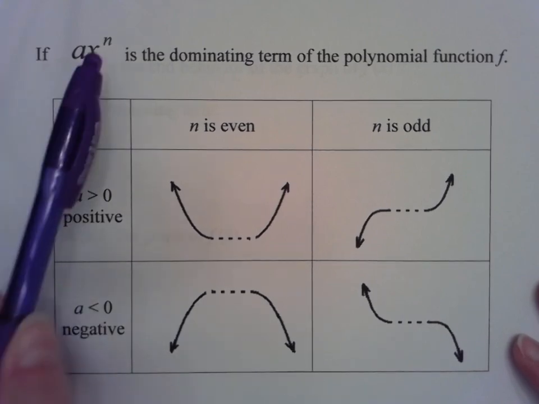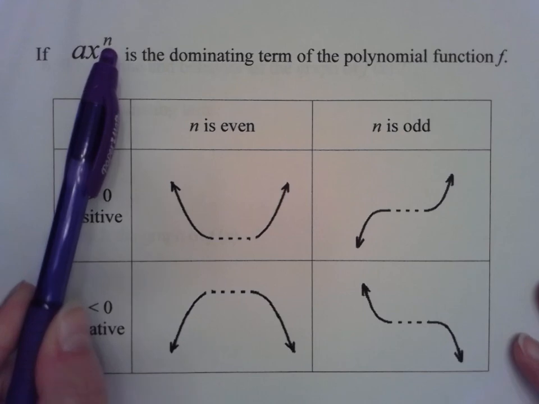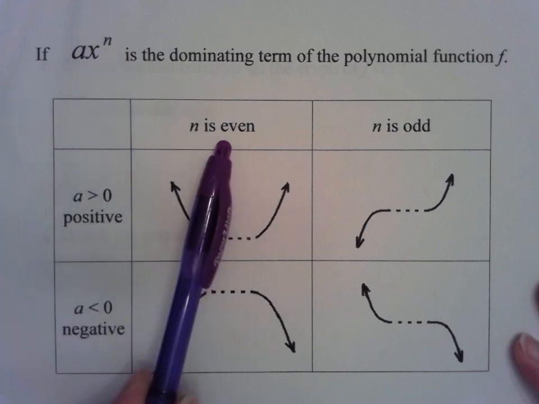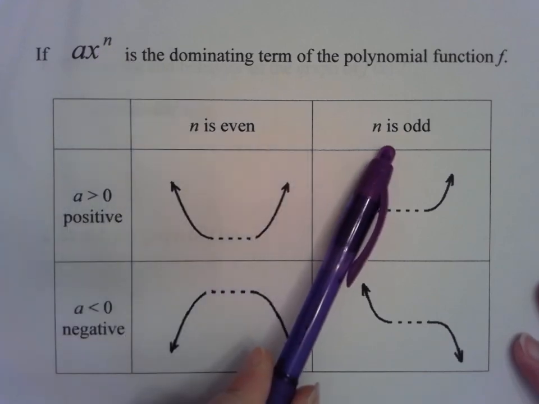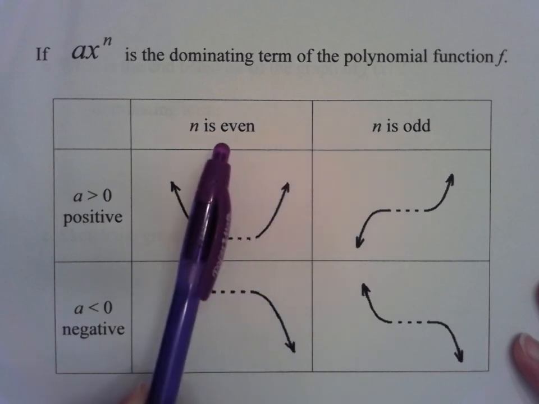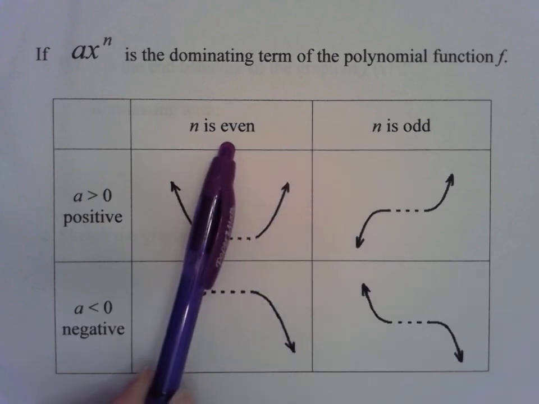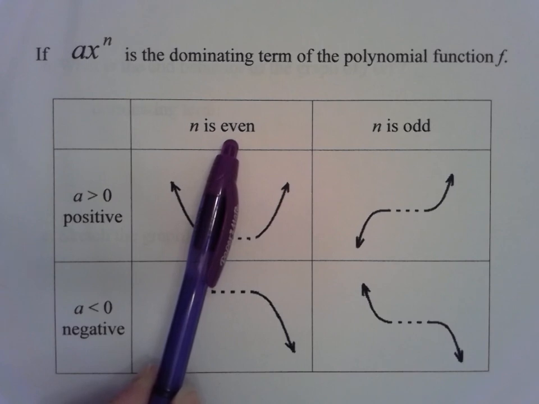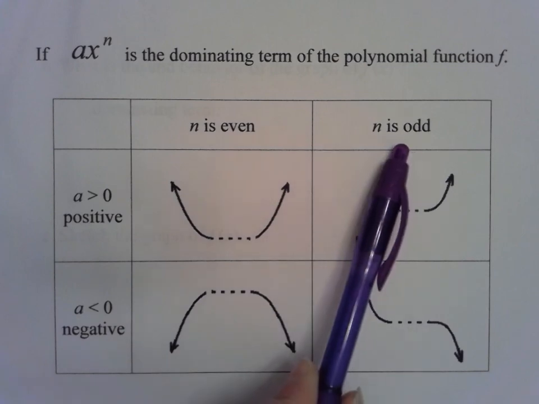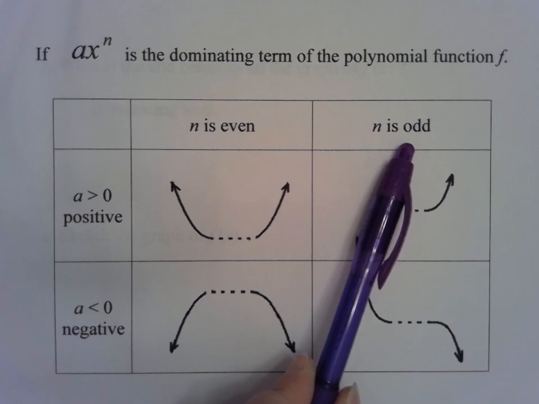And so we're going to look at two things. We're going to look at the exponent. We want to know, is the exponent even or is it odd? If the exponent is even, then the ends are going to travel together, kind of like a parabola, both ends going in the same direction. If the exponent is odd, then the ends are going to travel in opposite directions, kind of like x cubed, where one end goes up and one end goes down.